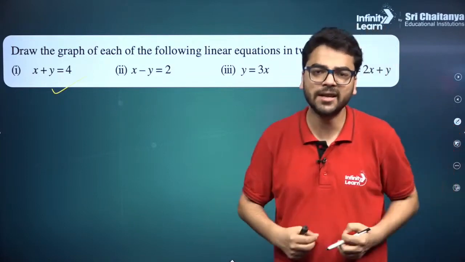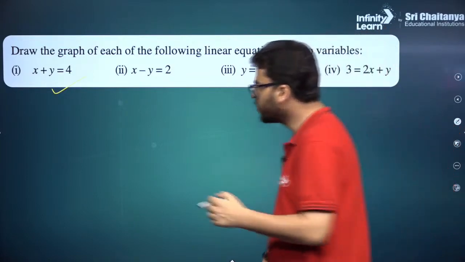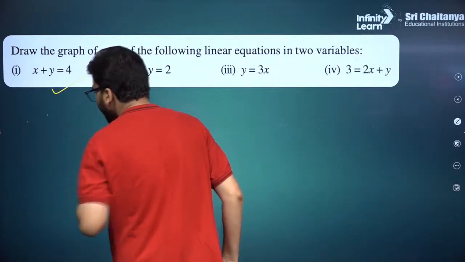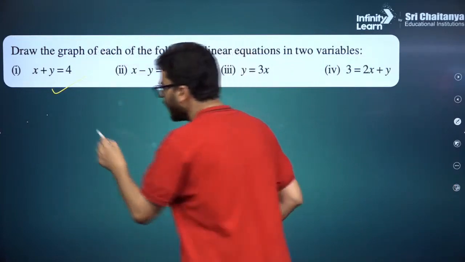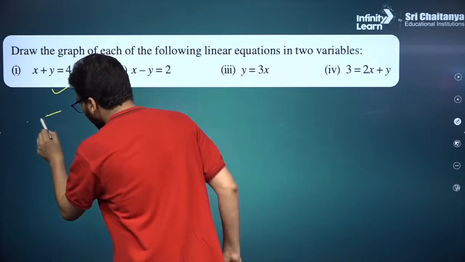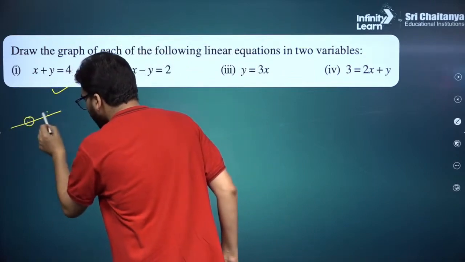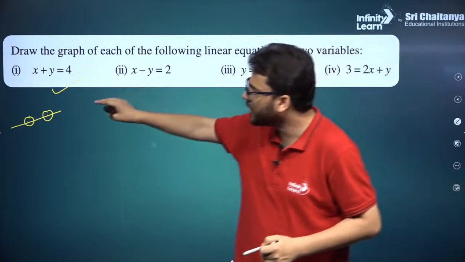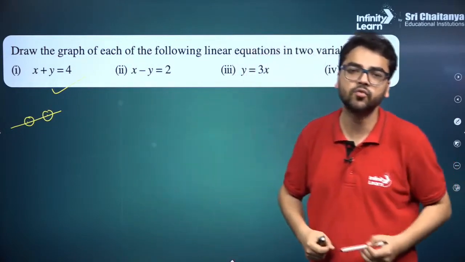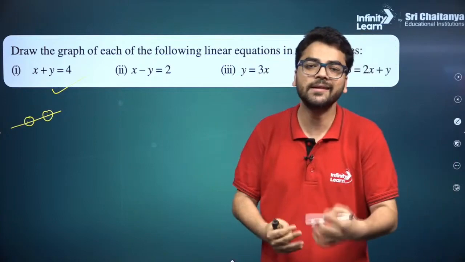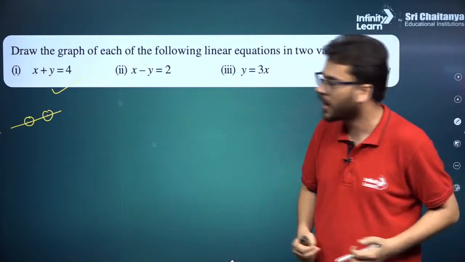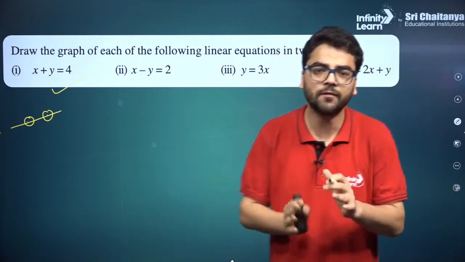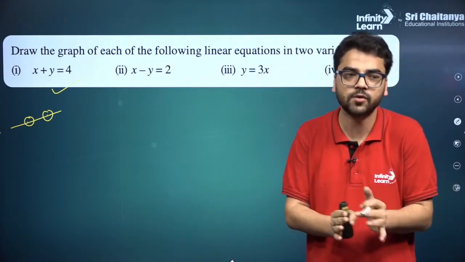As we have done in the previous session, if you want to draw a straight line uniquely, you need at least 2 points, right? If you know 2 points, you can draw a unique straight line by joining those 2 points. So what does it mean? We need the coordinates of at least 2 points, or you can say we need 2 solutions over here. And one more thing, try to get simpler values of x and y, simpler coordinates, so that you can plot them easily.